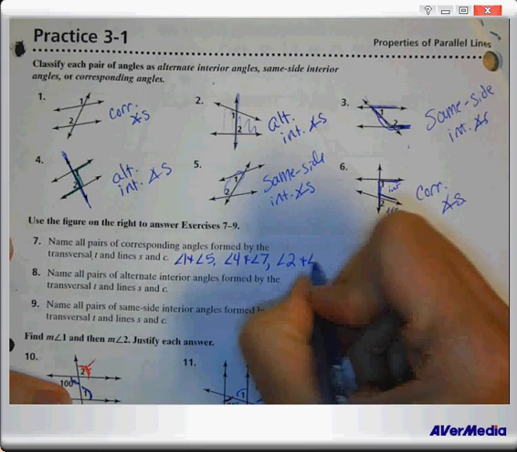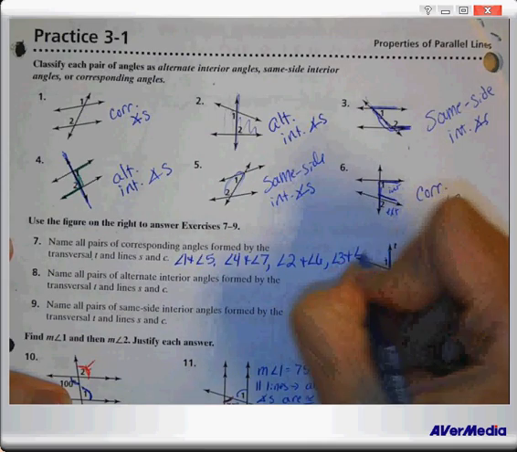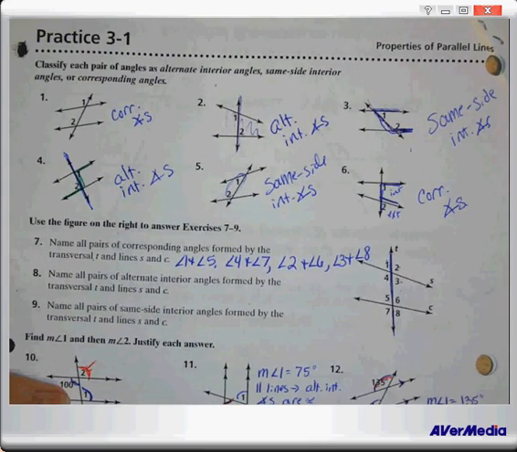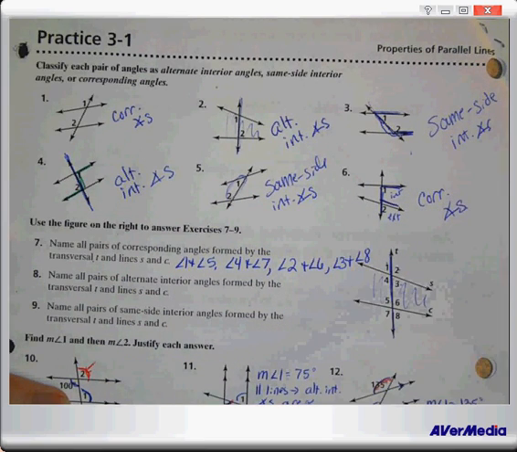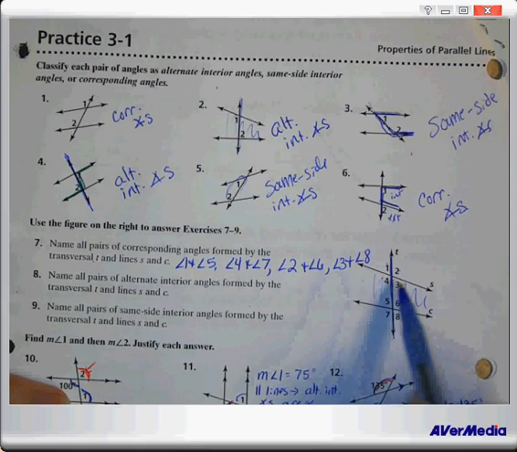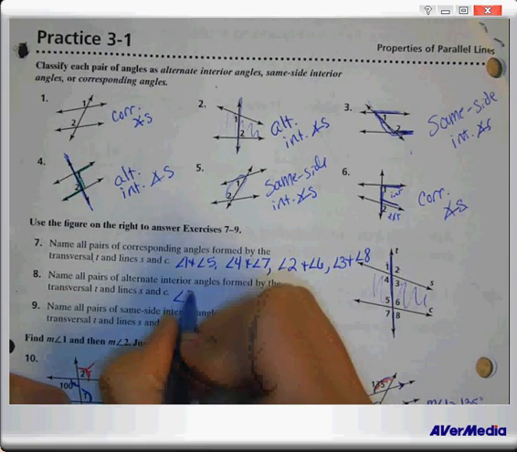Remember, here's your interior. All right, so they have to be on opposite sides and non-adjacent. Well, 3 and 4 are adjacent, so that doesn't work. So it has to be 3 and 5. So angle 3 and angle 5, and then we have angle 4 and angle 6. Again, Z shapes. Notice here's a Z, here's a zigzag Z.